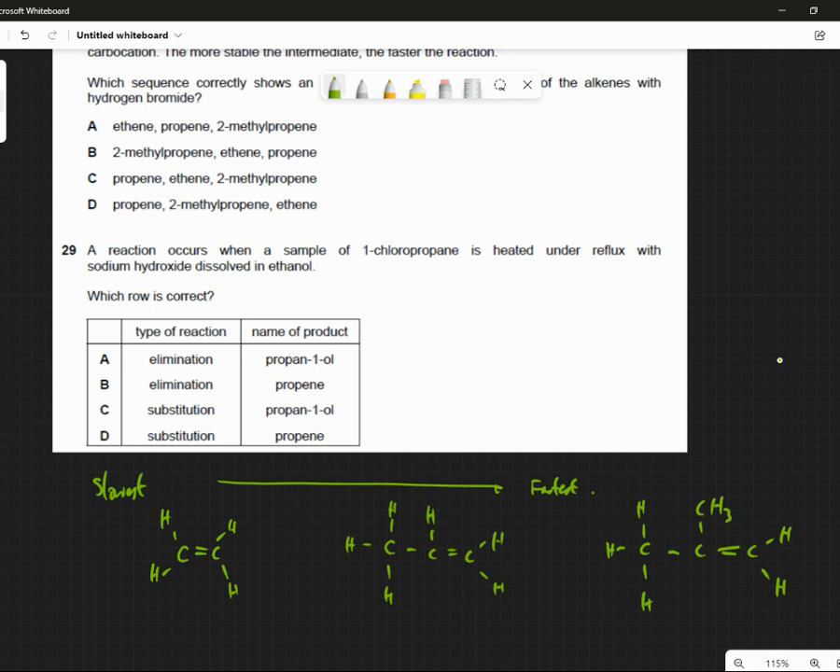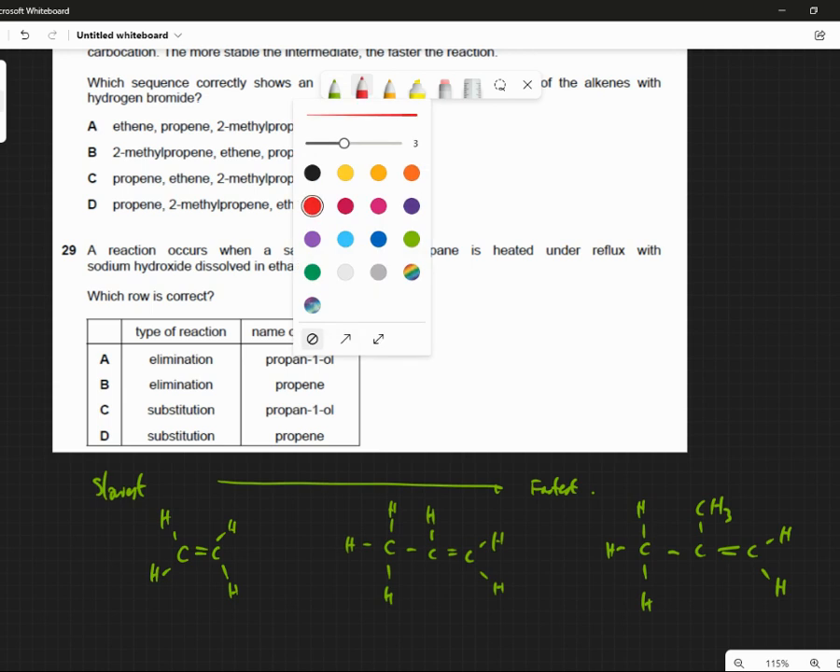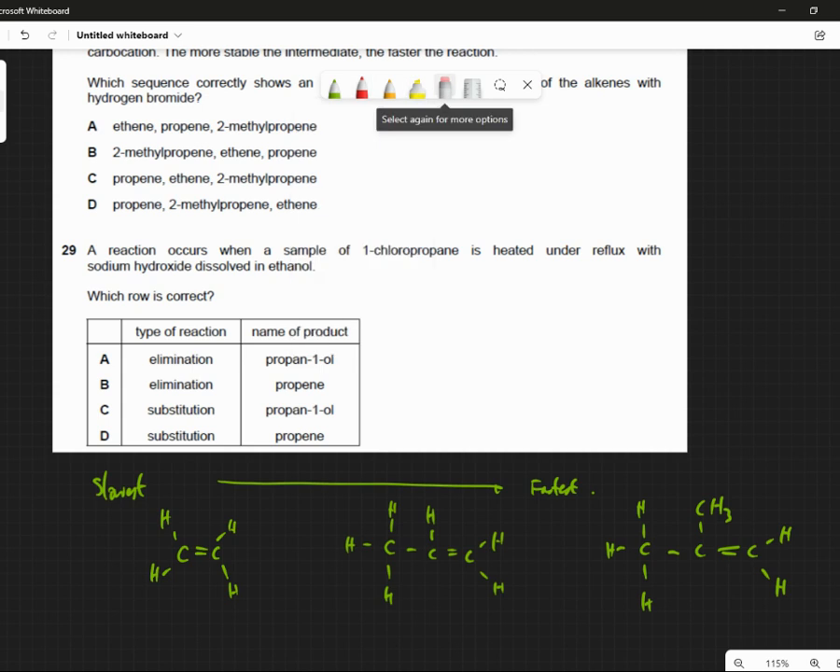All right. Now, let's have a look at the intermediates. Unfortunately, guys, you just got to do a lot of these. If you do this, let me get rid of the double bond. The double bond is going to go there. The double bond is going to go there. And the double bond is going to go there.